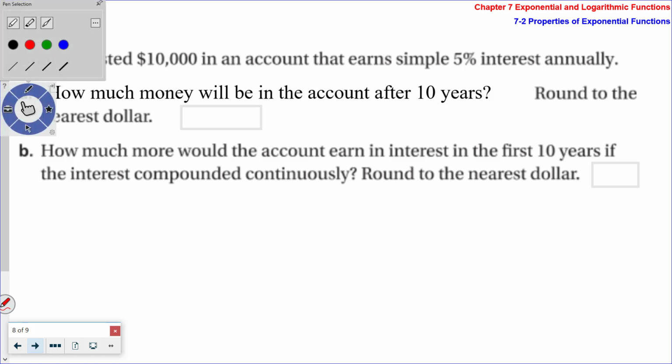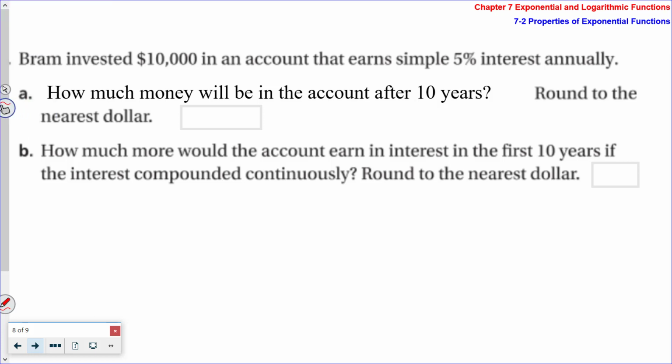Can someone give me the model? What would the model be based off of the data here? Spencer. 10,000 parentheses 1 plus 0.05, raised to the x. All right. That's the model. So what's the answer? How much would be in there after 10 years? Not Spencer. Are there any questions about the model, though? Is everyone clear about the model?